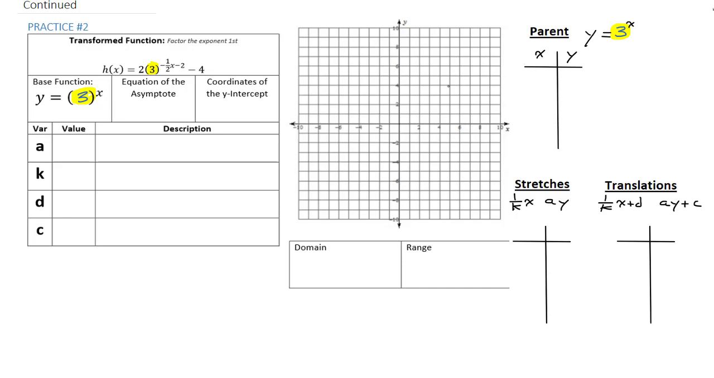So when I make my starting table, this is generally what I start with: -2, -1, 0, 1, 2. And then I just go, okay, well, what's 3 to the power of 0? It's 1. 3 to the power of 1 is 3. 3 to the power of 2 is 9. Now, if I need to add more points in, I will. What's 3 to the negative 1? Well, that's 1 over 3.